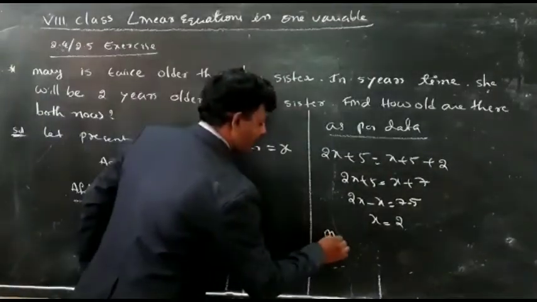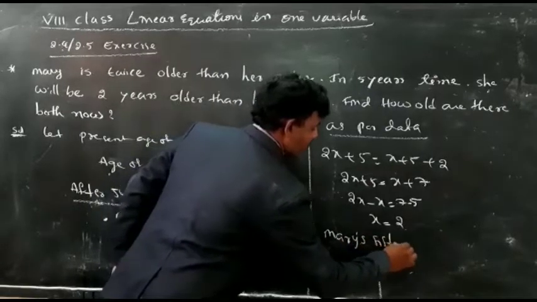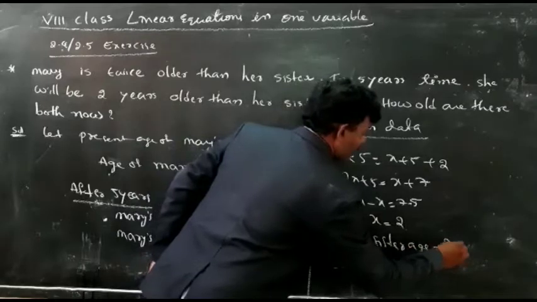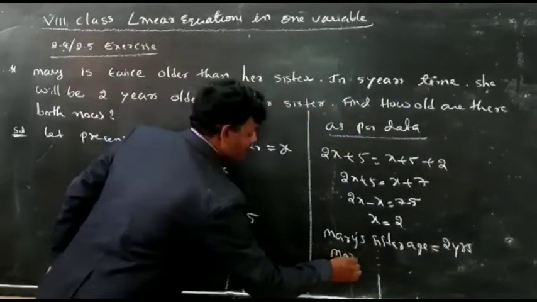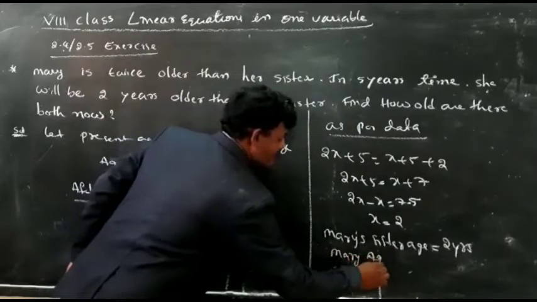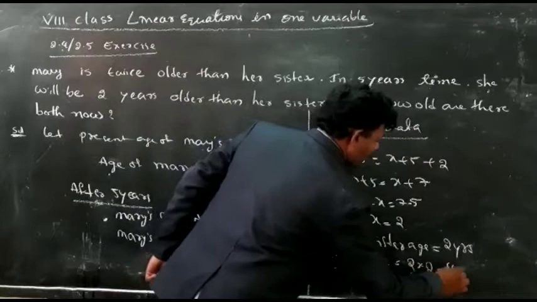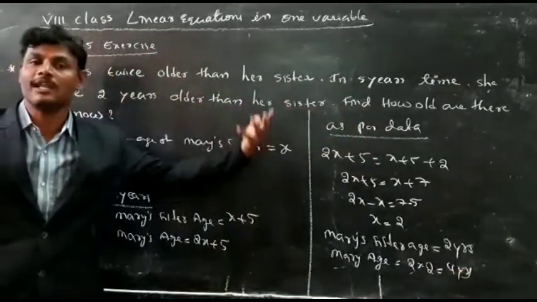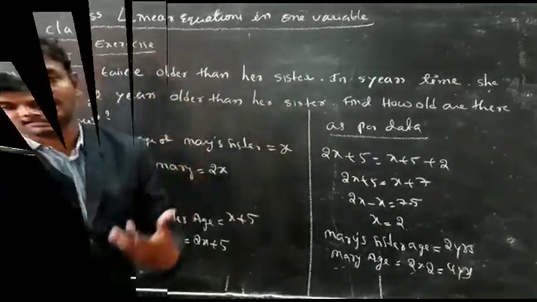So Mary's sister's age is equal to 2 years. Then Mary's age is 2 into 2, which is equal to 4 years. So the age of Mary's sister is 2 years and the age of Mary is equal to 4 years.